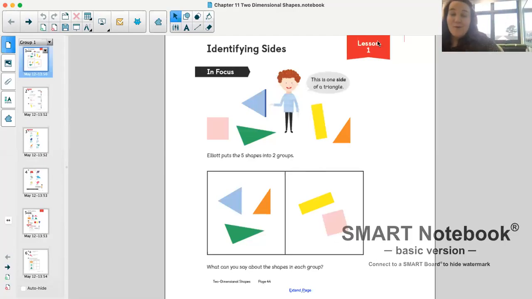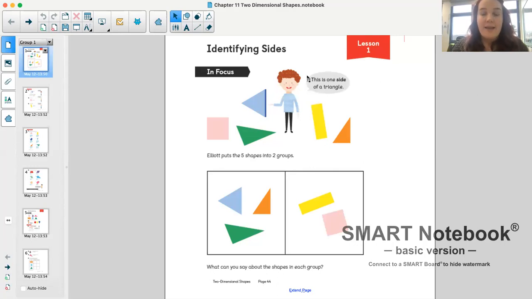Morning, everyone. We are going to be continuing our shape work, and today we are identifying sides. So we did a little bit of that yesterday, didn't we, where we were talking about how many sides each shape has, and we're going to be redoing it.